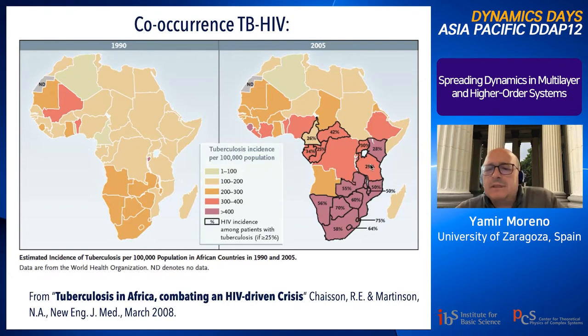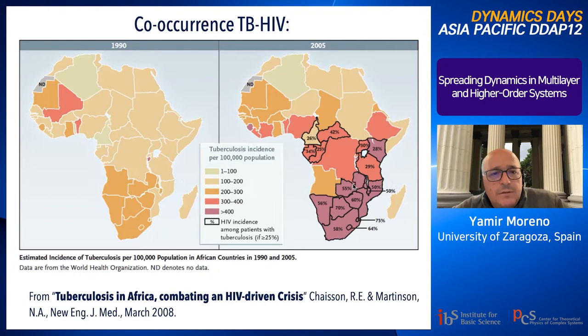And you see that is very, very much correlated one with the other. And this is easy to explain. It's not easy to model, but it's easy to explain. And the reason is that, as you know, for HIV to spread, what happens when you are sick is that your immune system is depressed, is suppressed. And this opens the door to many opportunistic infections. And one of those is tuberculosis.